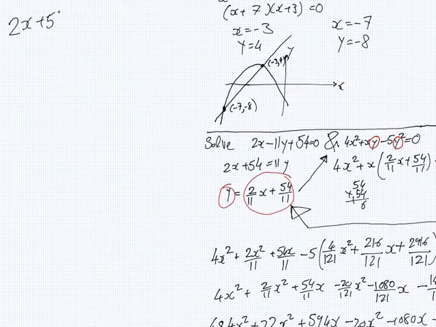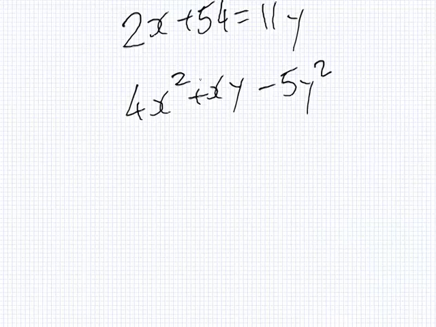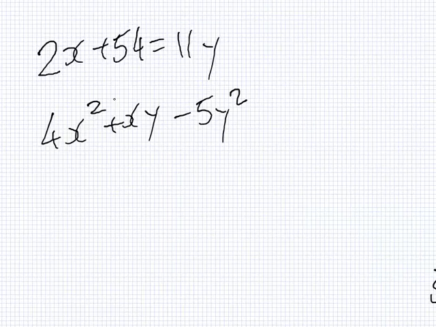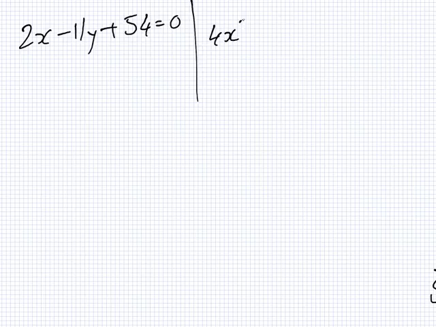It was 2x minus 11y plus 54 equals 0, and 4x squared plus xy minus 5y squared equals 0. Okay, so another way to do it, it's a little bit easier.